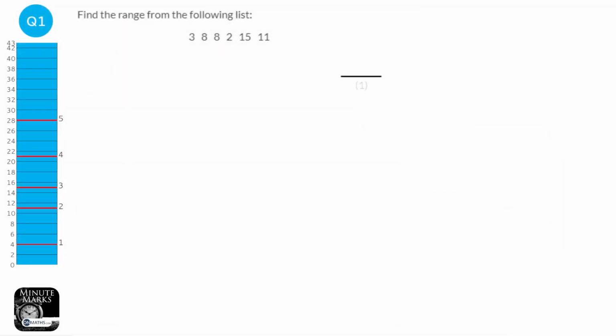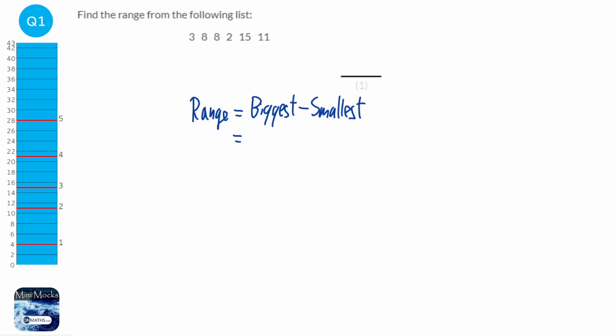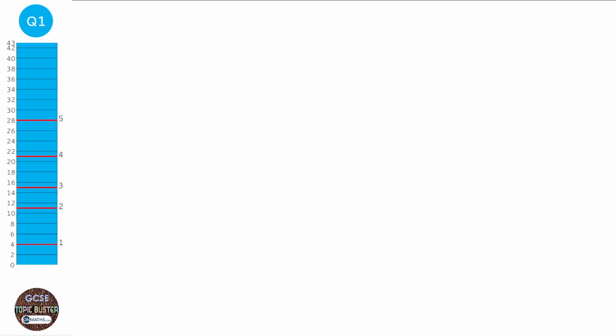The range is just the biggest number, take away the smallest number. The biggest number in this list is 15. The smallest number in this list is 3. So 15 take away 3 is 13. So the range is 13.